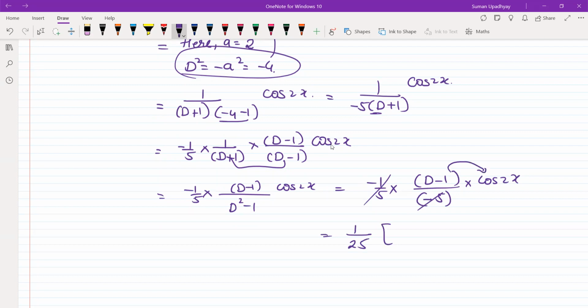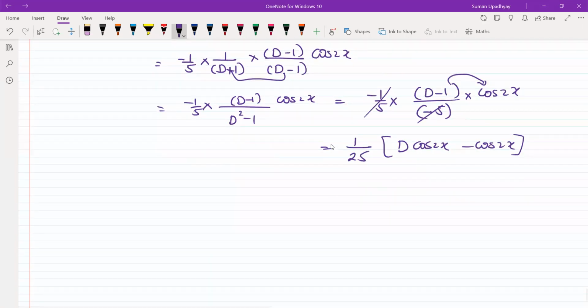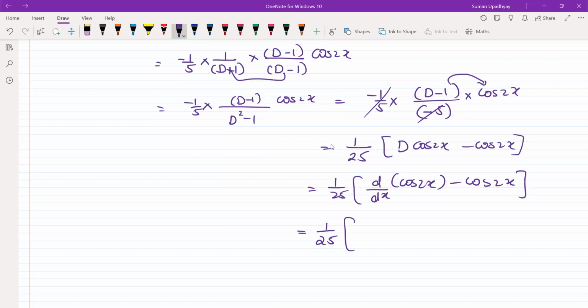Now open the bracket. So d into cos 2x minus cos 2x. Still d is there. What should I do with it? I know d is d by dx. What is the derivative of cos 2x? Derivative first we know is minus sin 2x. But here it is 2x, so we have to further differentiate; the derivative of 2x with respect to x is 2. So the final answer would be 1 upon 25 into minus 2 sin 2x minus cos 2x.